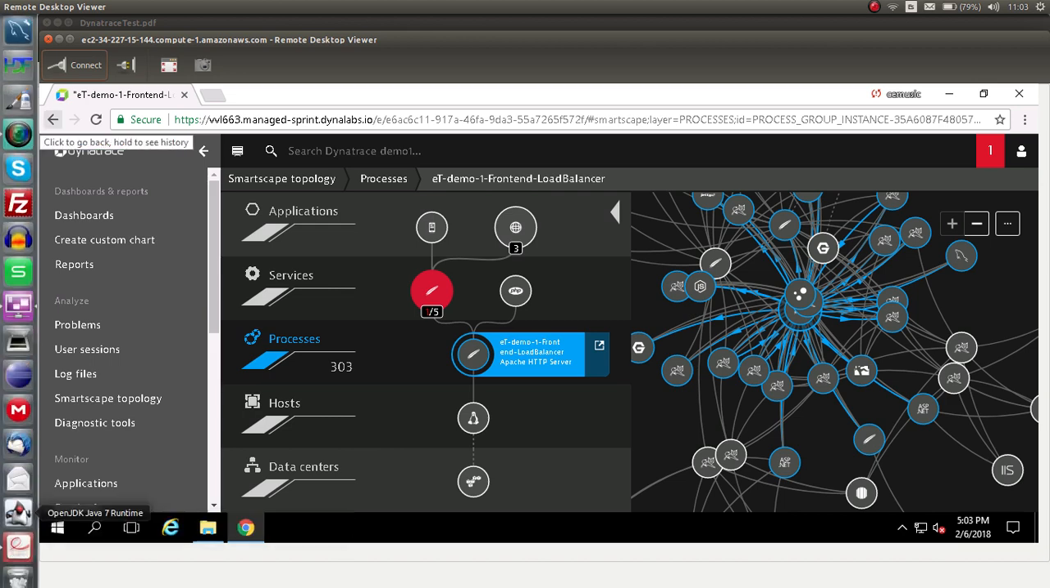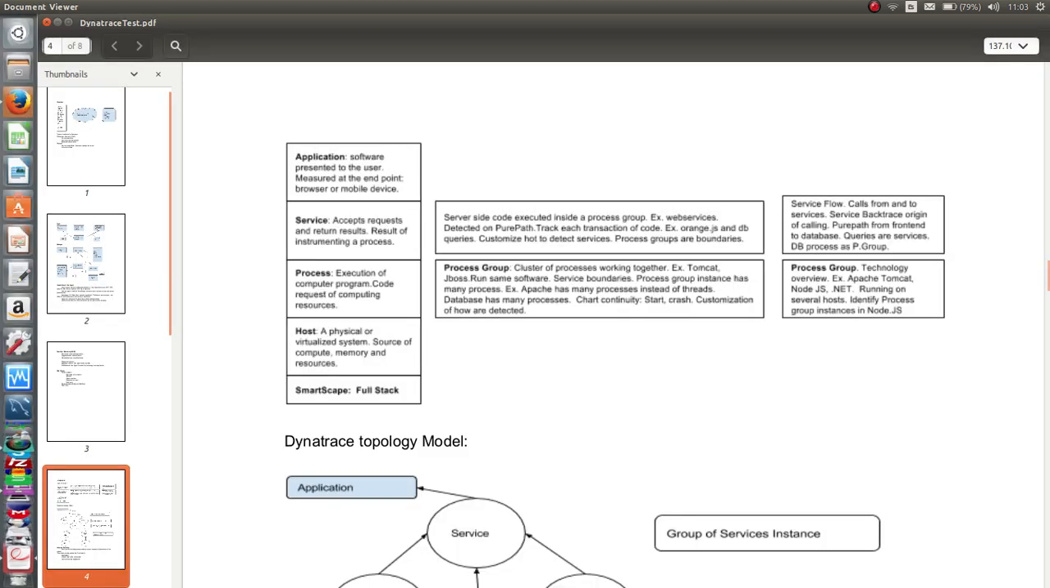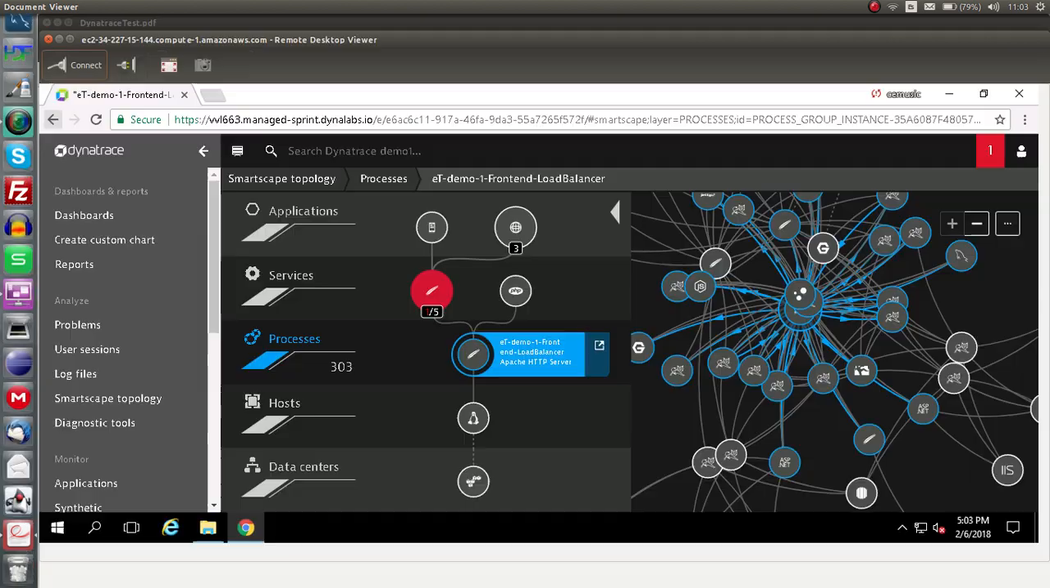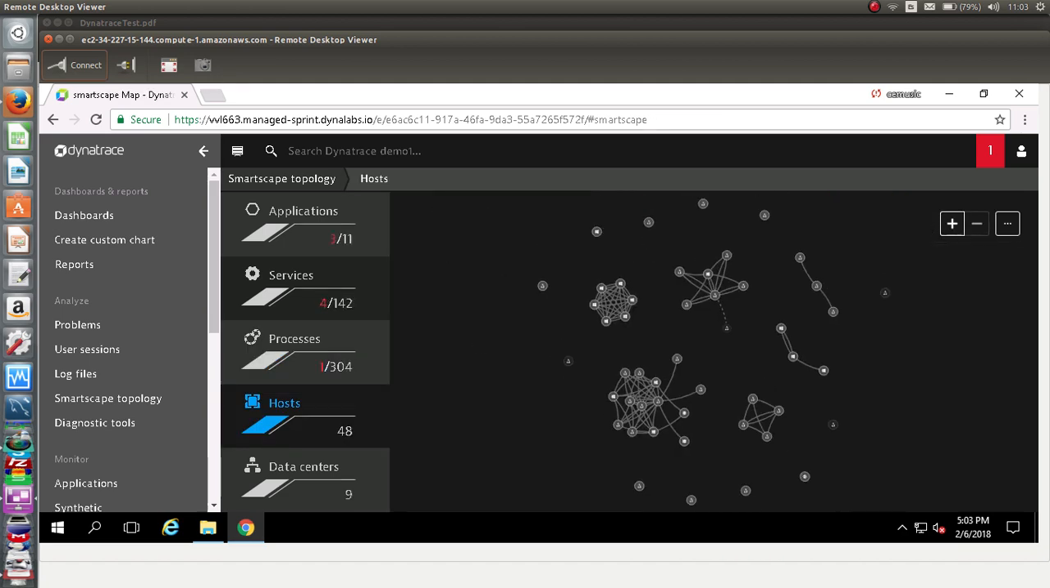Okay, so we have to be very clear with the definitions. What is a service? What is a process? And then we have a host, which is a physical or virtualized system, a source of compute, memory and resources. We have to see on what host we are working now.